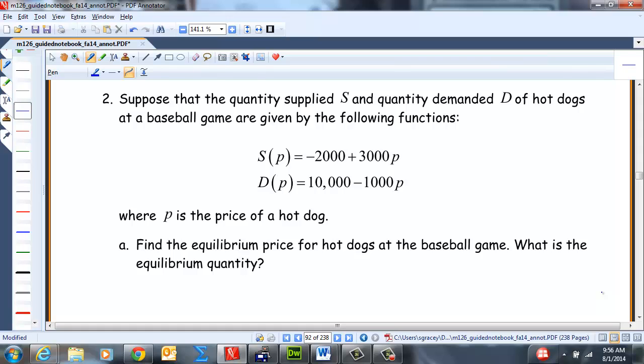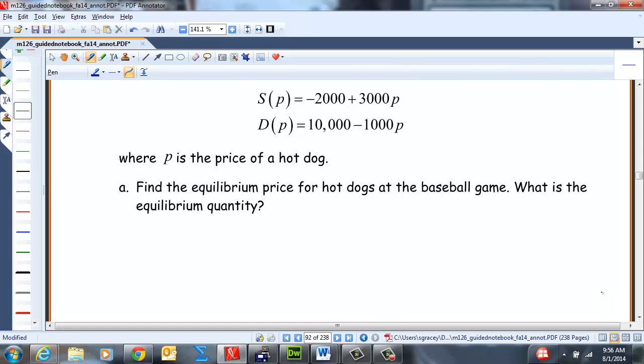All right, so the next application deals with equilibrium. So equilibrium deals with supply and demand, right? So in an ideal world, your supply will meet the demand. They'll be equal. So the equilibrium price for hot dogs at this game, we would solve that by setting these two linear functions equal to each other. So equilibrium price occurs when supply at price P equals demand at price P.